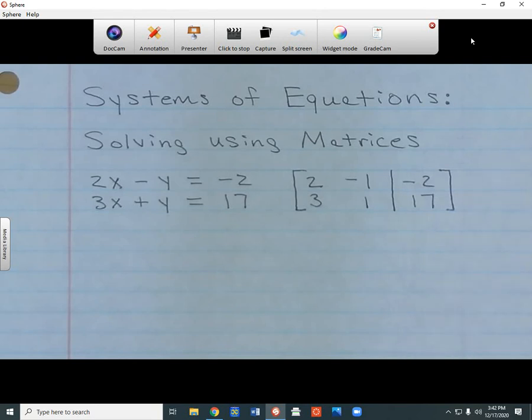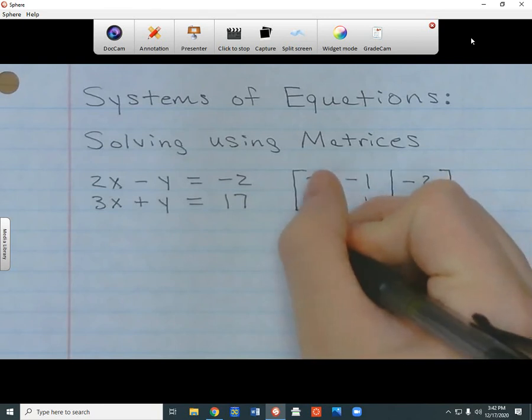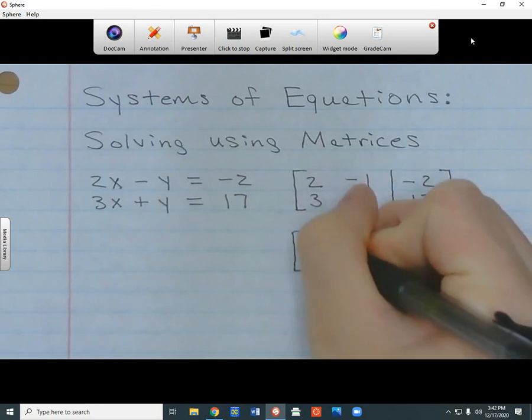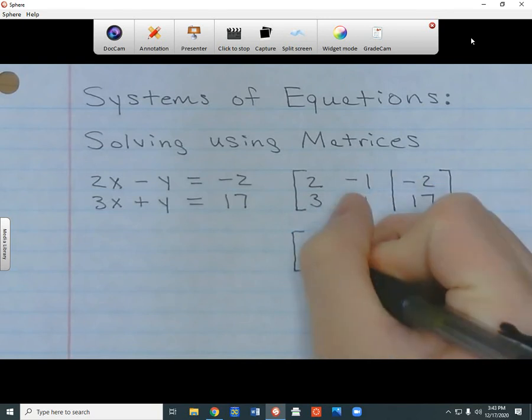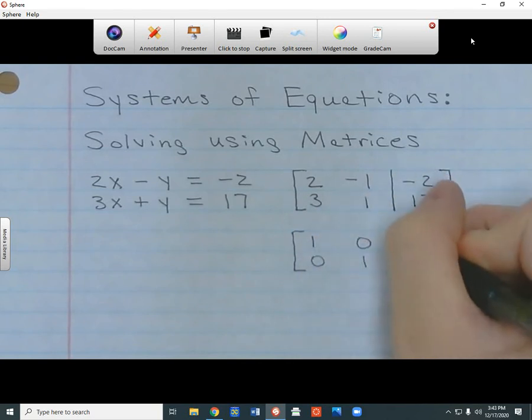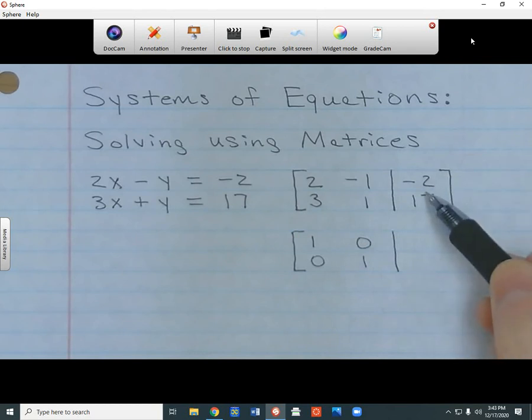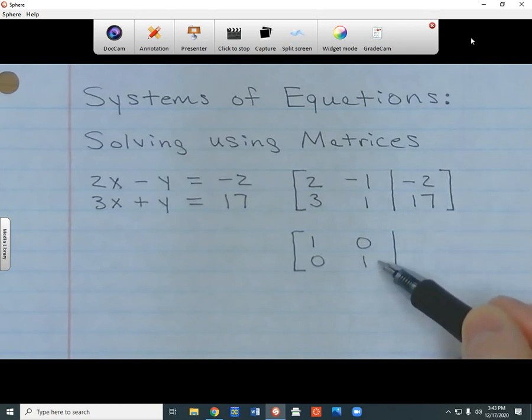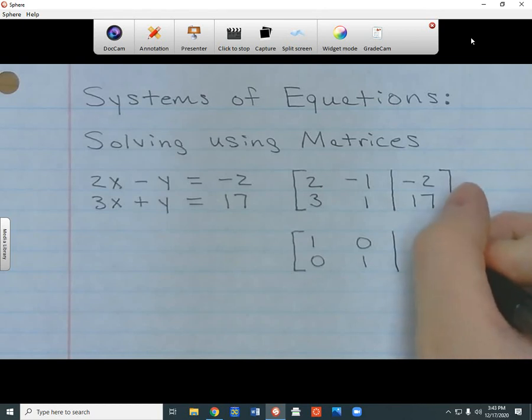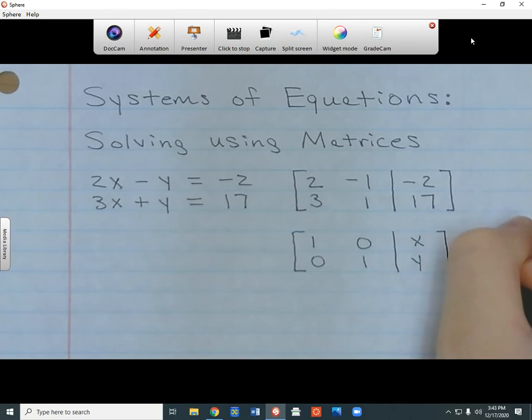Now the point of this is, I want to take this augmented matrix and find some way to turn it into this: 1, 0, 0, 1. And once I do make it into this, my answers are going to be in the form x and y over here on the answer side. So how do I do this?